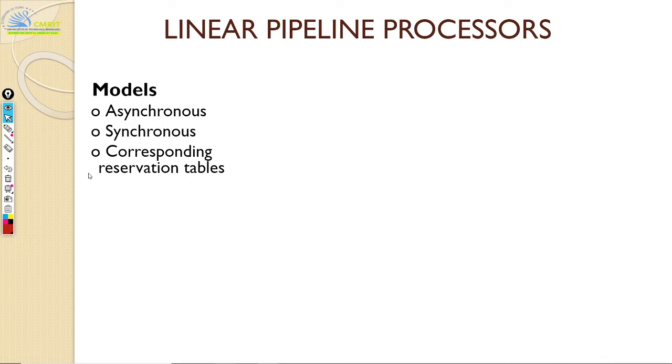By default we consider a linear pipeline. We will see in a bit what a linear pipeline is. But in a linear pipeline, we are classifying the pipeline into asynchronous and synchronous. Now what's the difference between asynchronous and synchronous?